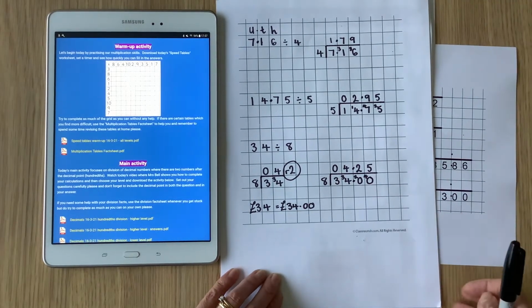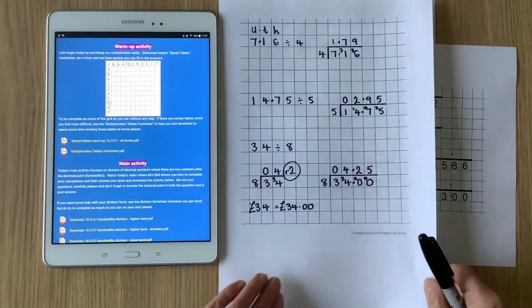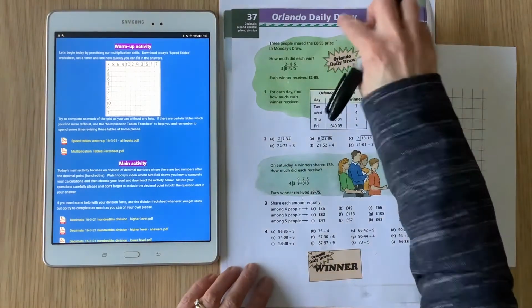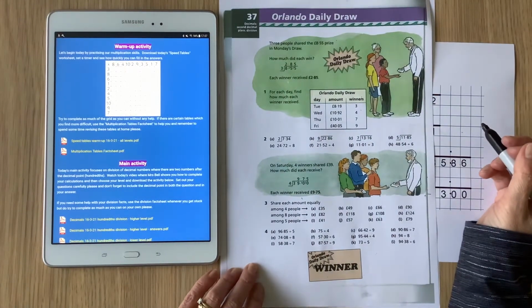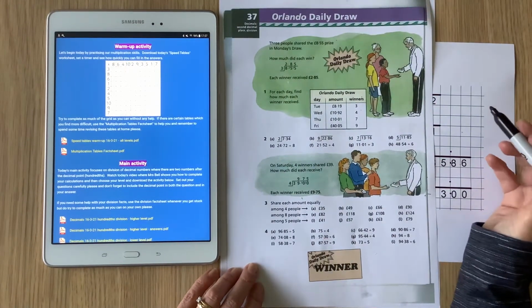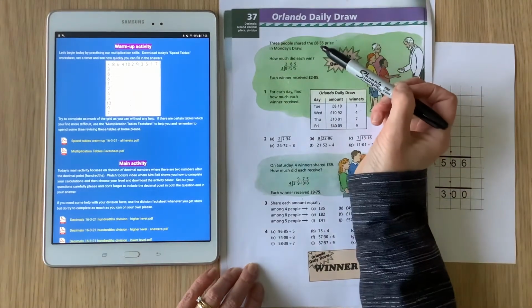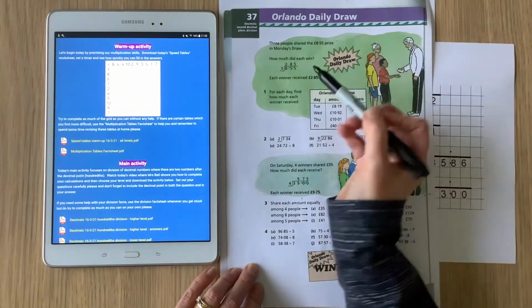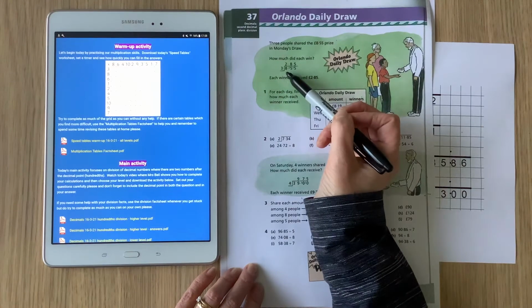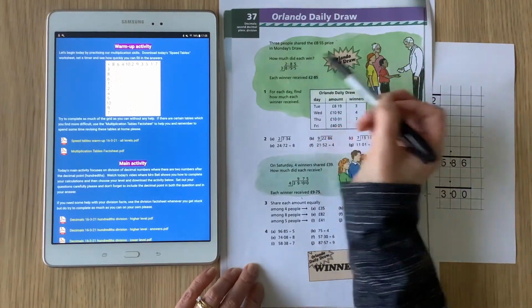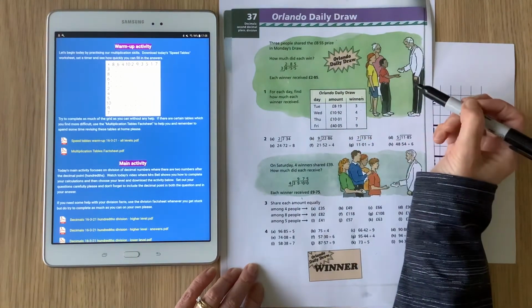So today, depending on whether you're going to choose the higher level or the lower level task, your work will look like this. If you choose to do the higher level task, you are thinking about a daily draw that is happening, and some people are sharing out some prize money. On Monday, they were sharing out £8.55 between 3 people. So they did their working out. They took their £8.55, divided it by 3 and got £2.85 as an answer.